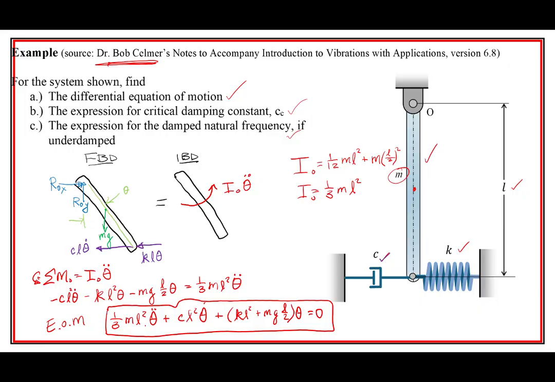Some people might prefer that we get rid of that 1/3. Let's continue on. I'll write this down now, dividing through by the 1/3 m L squared. So let's write that as theta double dot plus 3C over m, because I took a C L squared and divided it by 1/3 m L squared, so the L squared went away, theta dot, plus 3g over 2L, plus 3K over m, theta equals 0.